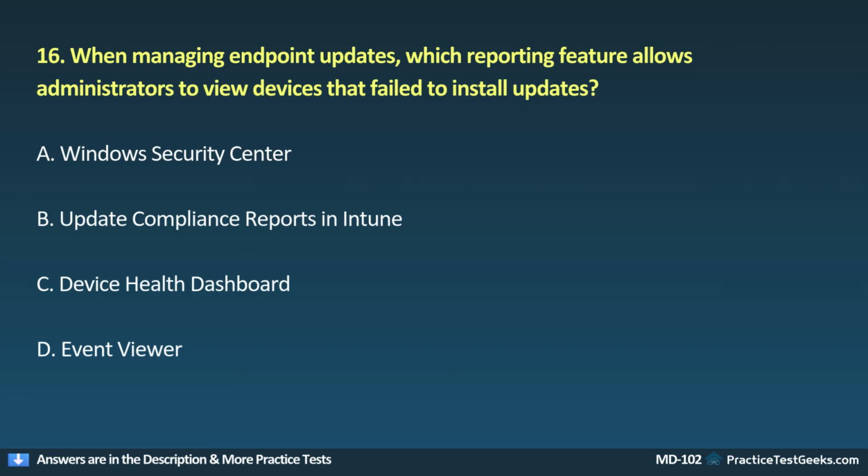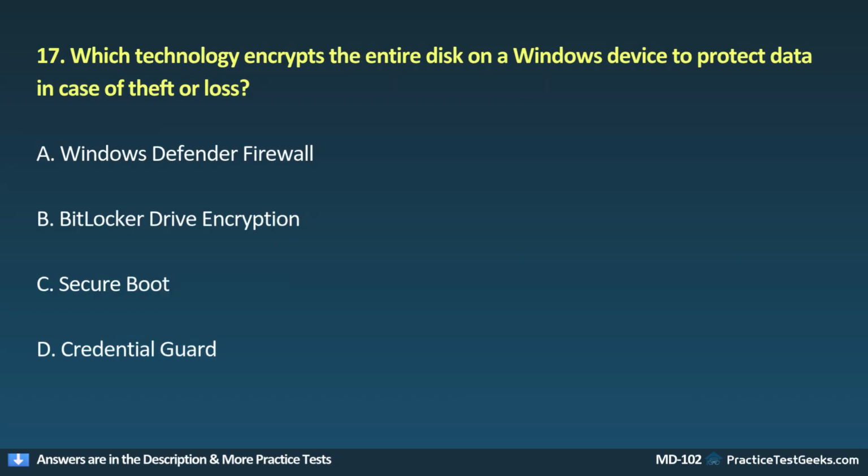16. When managing endpoint updates, which reporting feature allows administrators to view devices that failed to install updates? A. Windows Security Center. B. Update compliance reports in Intune. C. Device Health Dashboard. D. Event Viewer.